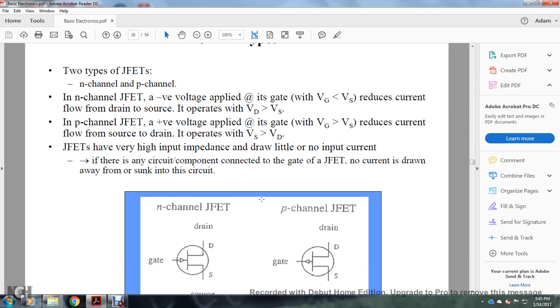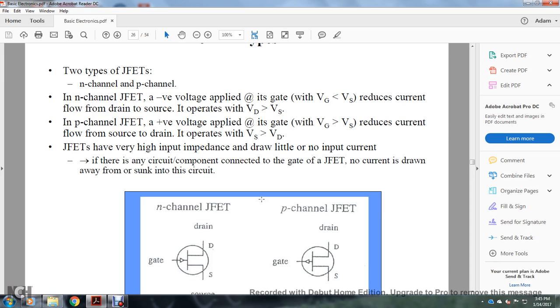There are two types of JFET, the N channel and the P channel. In the N channel JFET, the voltage is applied at the gate, and the voltage at the gate switch reduces the current flow from the drain to the source. It operates when the drain voltage is greater than the source voltage.